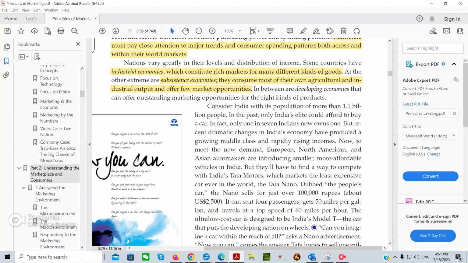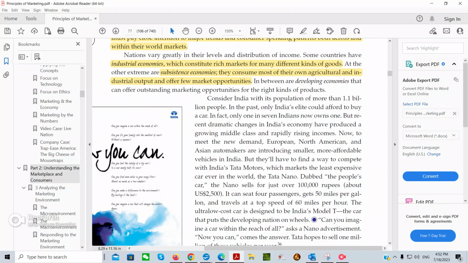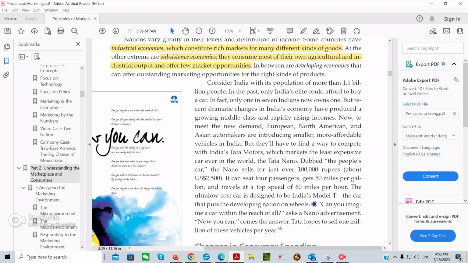The Tata Nano sells for about 100,000 rupees, which is about $2,500. That's pretty cheap. It can seat 4 passengers, gets 50 miles per gallon, and travels at a top speed of 60 miles per hour. Okay, so it doesn't travel that fast, but it's sufficient. The ultra-low-cost car is designed to be India's Model T, the car that puts a developing nation on wheels.